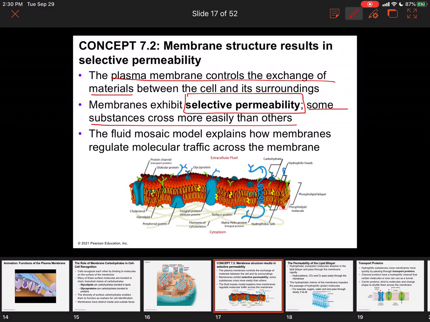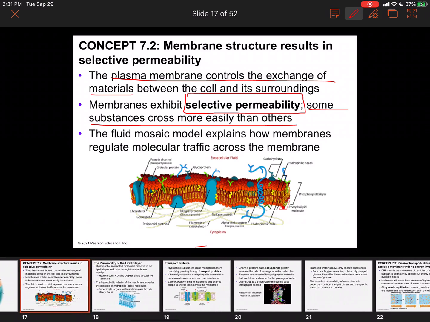And so some have to work a little harder than others to get across the membrane. We're going to see that sometimes that will require energy from the cell, and then sometimes that can happen for free of charge to get across. It says the fluid mosaic model explains how membranes regulate molecular traffic across the membrane. And so this is just a little generic picture here. I know it looks blurry, but I'm not really wanting you to label anything, but just understand that we've got this fluid mosaic model here, all of these different carbohydrates and proteins and lipids all working together so that things can cross this membrane. We want to effectively get things in and out of the cell.